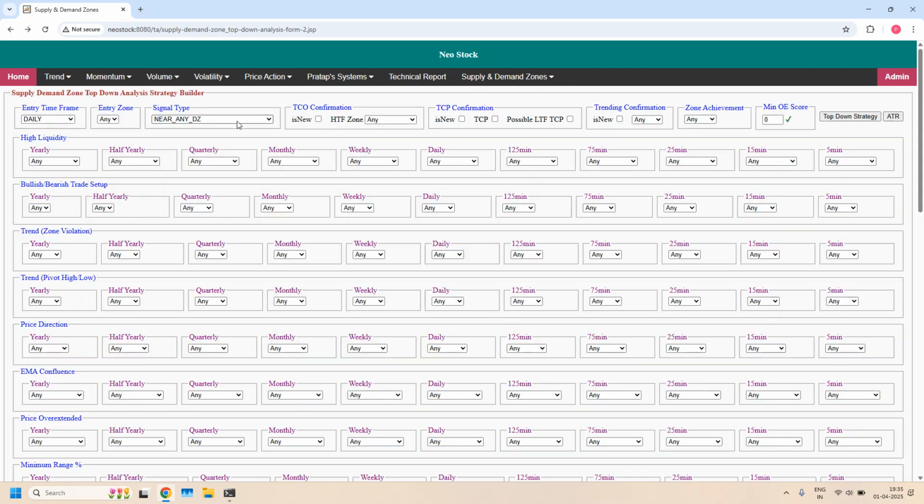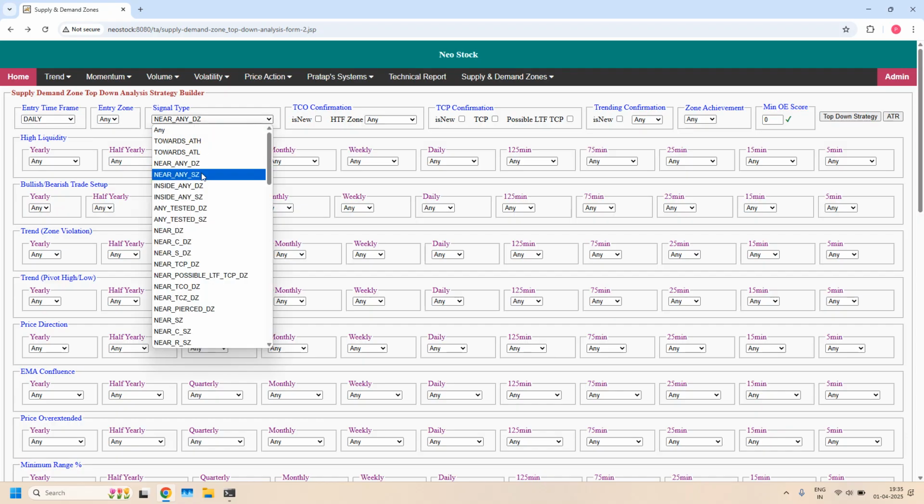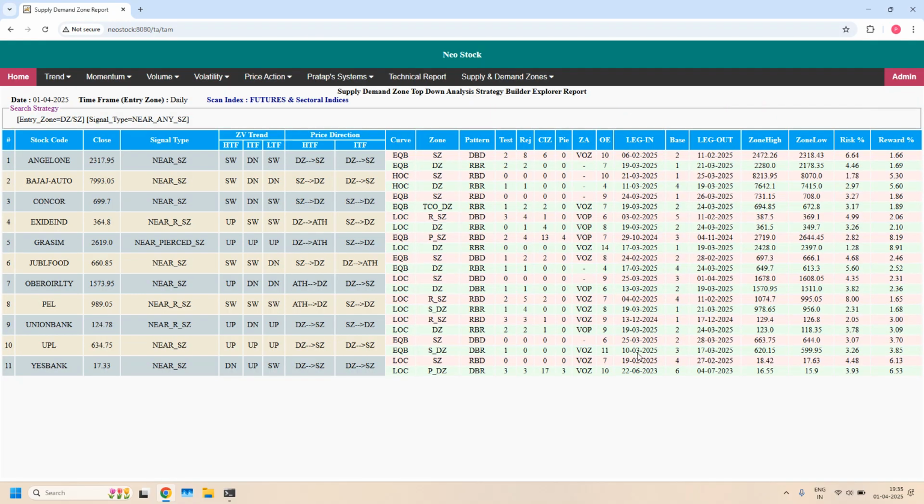Next, for daily time frame, let us find the stocks near to the daily supply zone. We got 11 stocks. Let us identify daily high liquidity supply zones from this list.